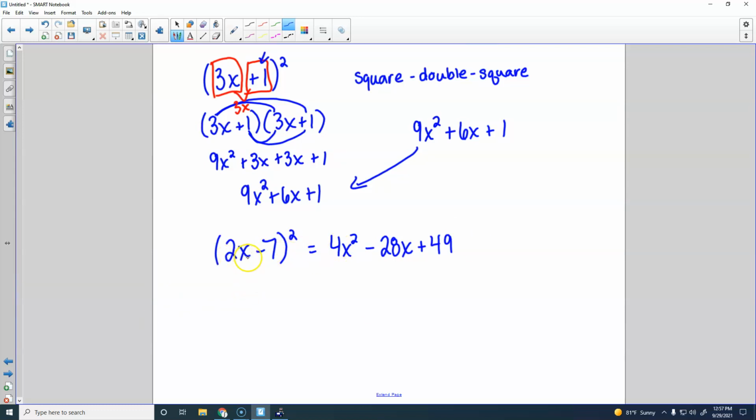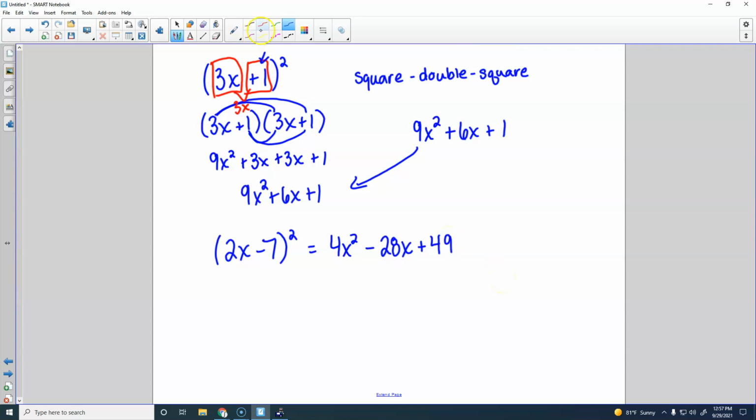2x squared is going to give you 4x squared, because you got to square the number and the x. Then, you heard him say 14, 28. He's multiplying these two together. 2 times 7 is 14. Double it, you get 28. It's always going to have the same sign right here. And then we square the last one. Negative 7 squared is positive 49.